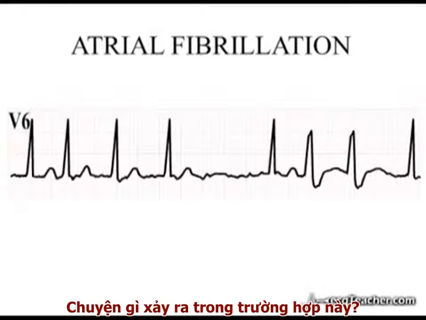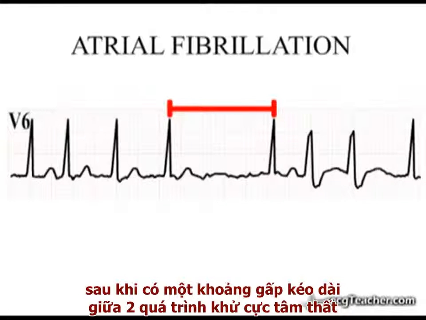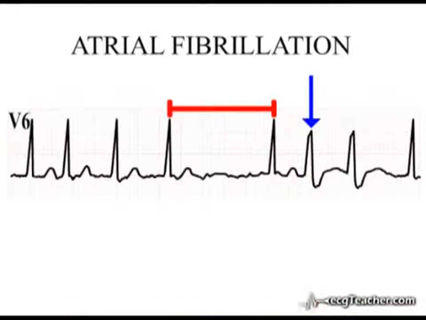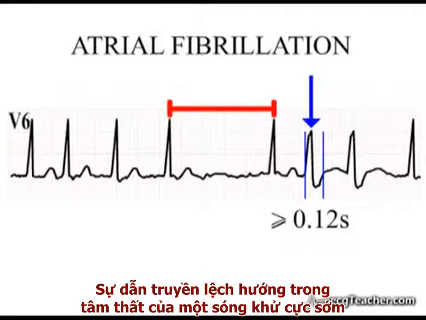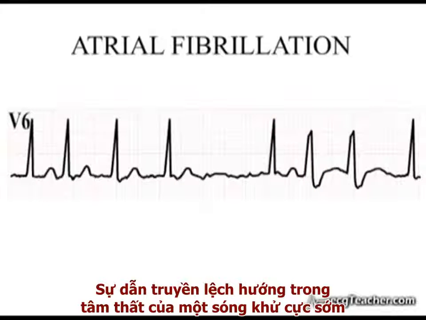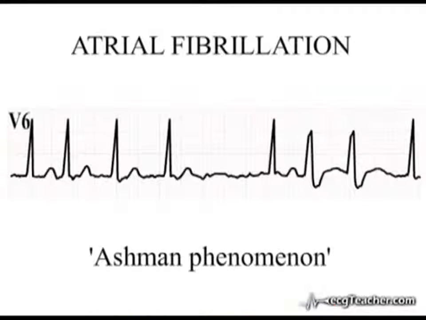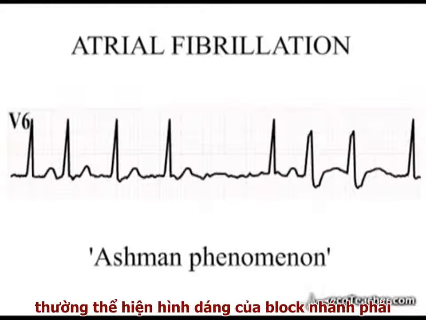What has happened in this case is that the bundle branches' refractory periods have lengthened during this prolonged gap between ventricular depolarizations. An early transmitted atrial depolarization wave has then encountered the right bundle branch while it is in a state refractory to transmission. Aberrant conduction results in the presence of a broad QRS complex. Aberrant ventricular conduction of an early depolarization wave following a long RR interval in atrial fibrillation is termed Ashman's phenomenon. Although this may affect either bundle branch, as shown here, the transient block usually occurs in the right bundle, and the aberrantly conducted complex therefore usually demonstrates a right bundle branch block morphology.